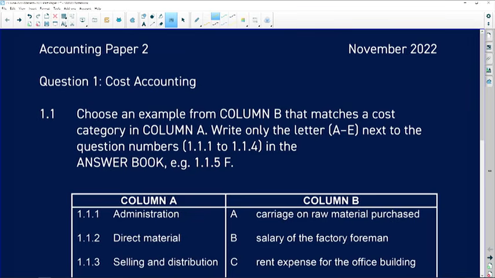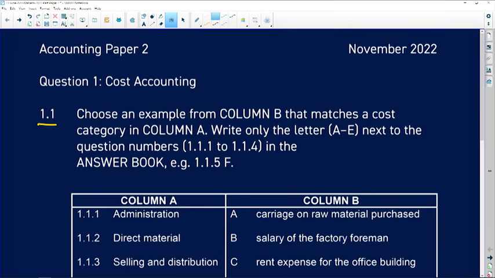Right guys, we're now looking at question 1 from the November 2022 accounting paper 2. So let's begin. We're going to start off with 1.1, which is again easing us into the question, where we're going to match column A with column B.